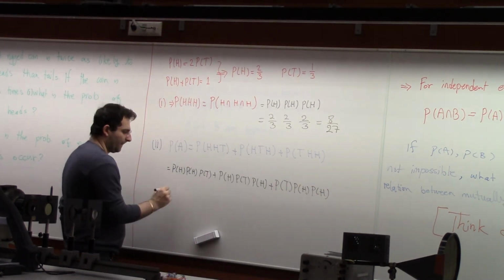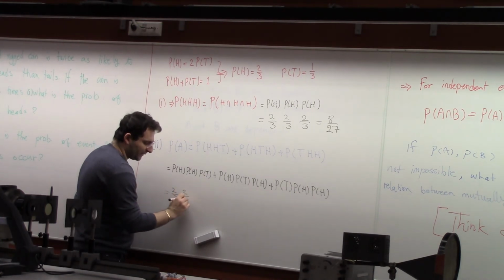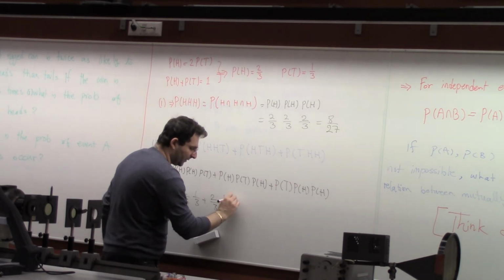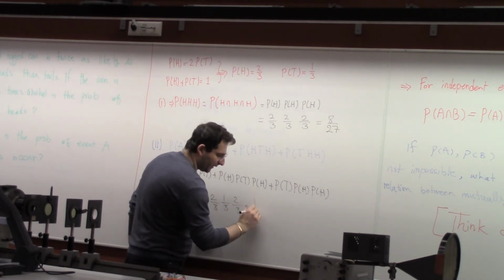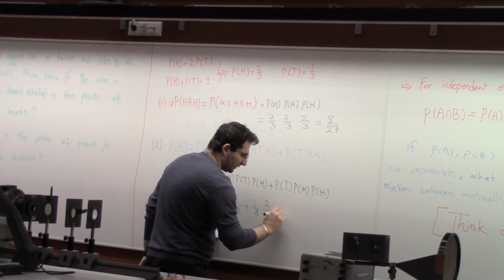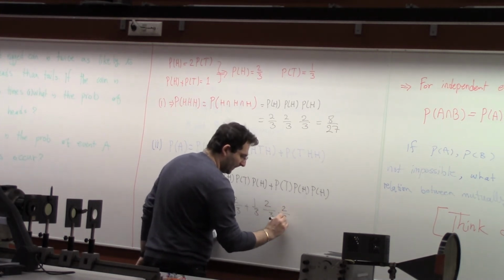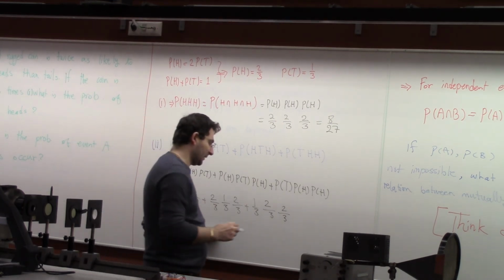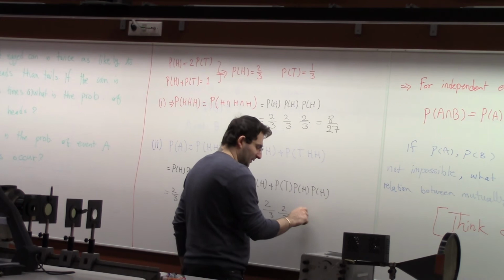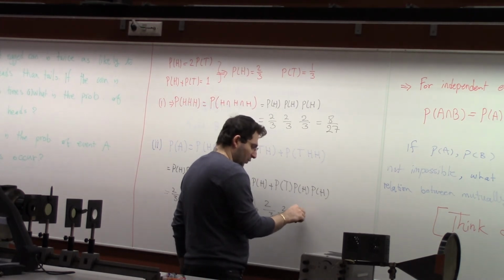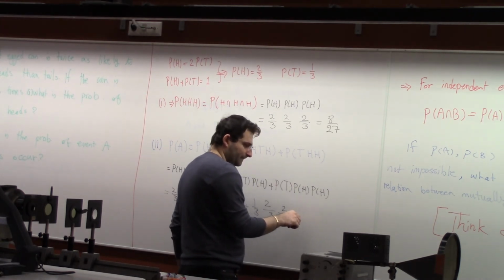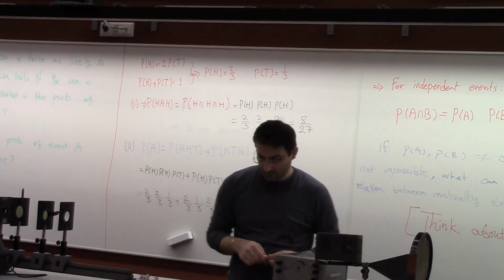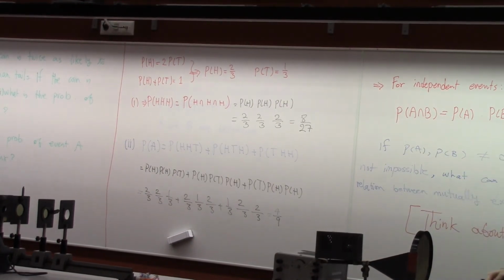which is 2 over 3 multiplied by 2 over 3 multiplied by 1 over 3, plus 2 over 3 multiplied by 1 over 3 multiplied by 2 over 3, plus 1 over 3 multiplied by 2 over 3 multiplied by 2 over 3. So it's 4 over 27 multiplied by 3, and it is 12 divided by 27, which is 4 over 9. Right?